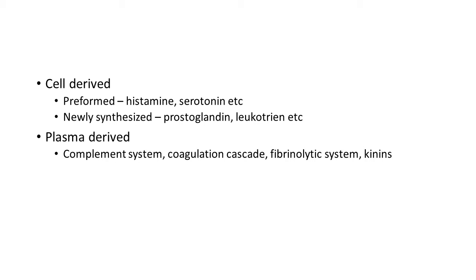The plasma derived mediators also include the products of the coagulation cascade like fibrinopeptides, products of the fibrinolytic system like plasmin, or the kinin system like bradykinin. The mediators of inflammation have scope for even more elaboration, but for the time being I will not digress into that and stick to the task at hand. Okay. So let's move on to the morphology of acute inflammation.